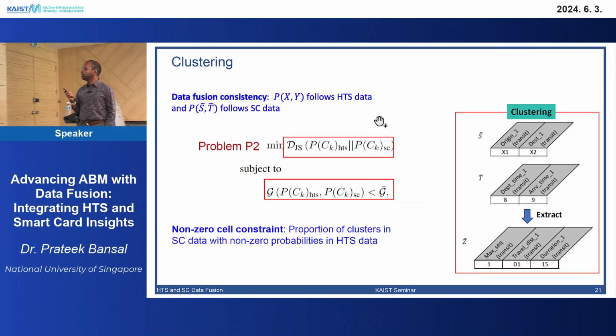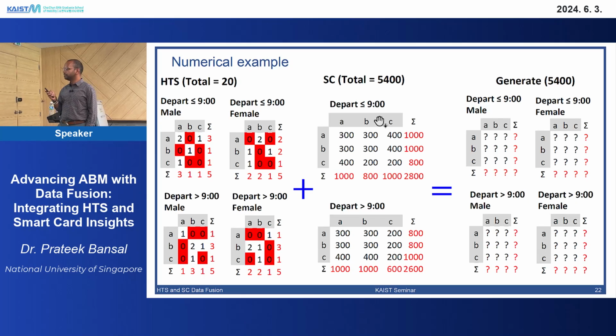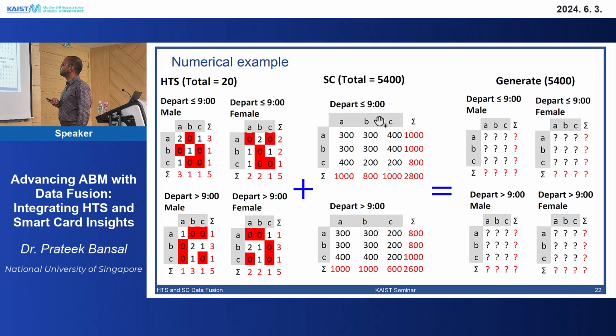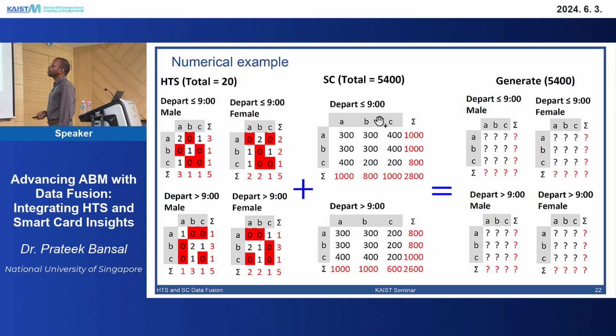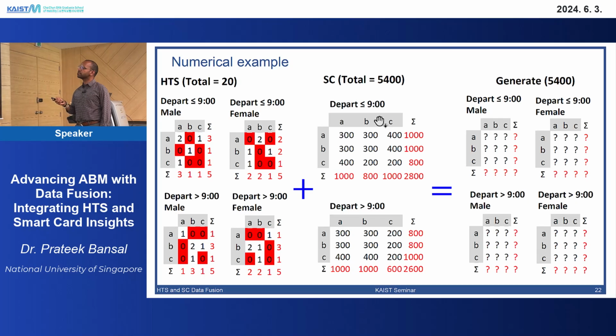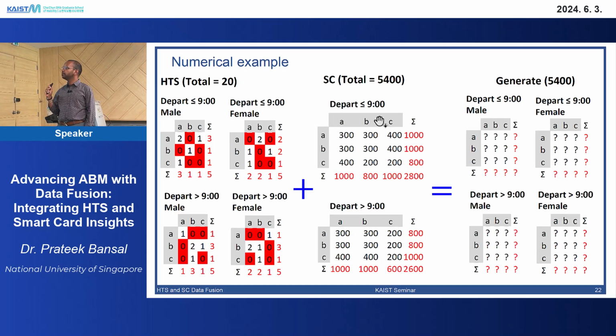Okay, so to learn this from an example, let's go back to our own example that we had in the beginning. So we have HTS data with 20 observations, and smart card data with 5400, which means we are assuming that we are observing the whole population of the smart card, and we are assuming that HTS data has only transit trips right now, because we are not talking about the out of transit trips.